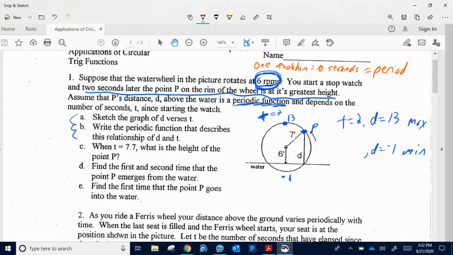And we can use that to figure out when this minimum is going to happen. If it takes 10 seconds to go all the way around, that means it's going to take 5 seconds to go halfway around. So if 2 seconds is the top, halfway around to the bottom is going to happen at 7 seconds.